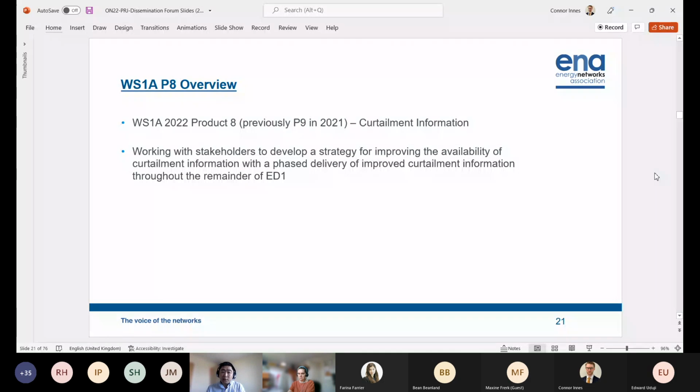Sticking with the ENA's Open Networks approach, we're trying to work with different stakeholders in a very fair and collaborative way, listen to the stakeholders and work with them, trying to standardize the information and data we provide for curtailment, and try to simplify some of the approach and be more transparent in how we share data, what data we share, and how we make decisions. This product was previously known as Product 9 in 2021, just to confuse you. Next slide, please, Connor.